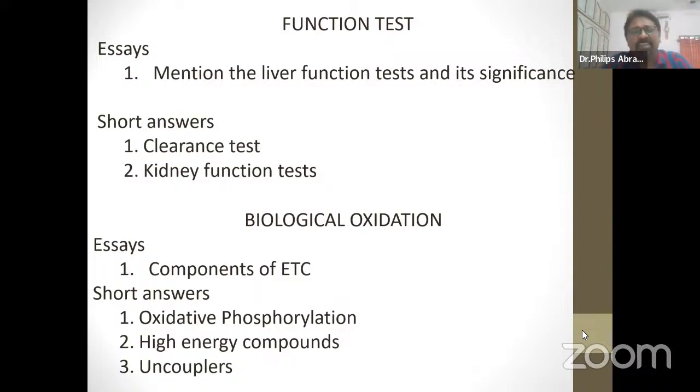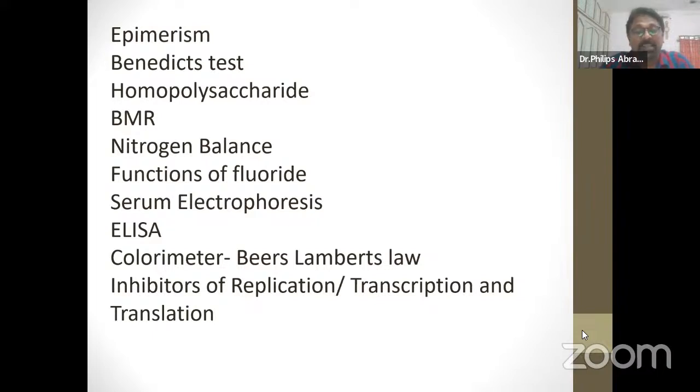And as I told you, every year, I have seen some surprise question. I've just put it together. Once the surprise question was epimerism. Epimer, anomer can be a separate question. Benedict test, anyway, you are doing the practical classes, so that's another question. Homopolysaccharide, not hetero, homopolysaccharide: starch, glycogen, agar, then inulin, a polymer of fructose. These all come in homopolysaccharide.